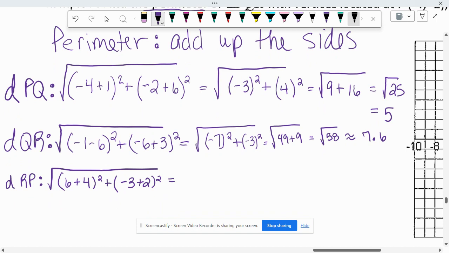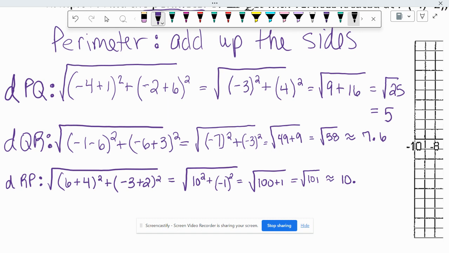So let's see, what is 6 plus 4? That gives me 10 squared. And negative 3 plus 2 is negative 1 squared. 10 squared is 100, and negative 1 squared is 1. So this equals the square root of 101, which is about 10.0. So we're just going to write 10.0.